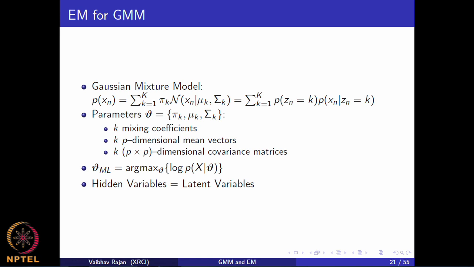We have the Gaussian mixture model where we want to estimate all the parameters represented by curly theta. You have k components, pi k, mu k, sigma k for each component, right, and what we want to find out is the maximum likelihood estimate.